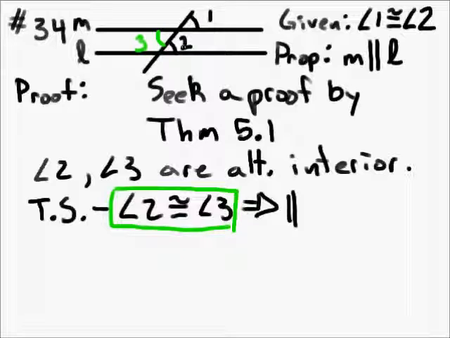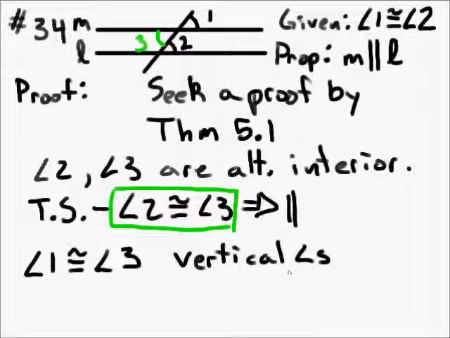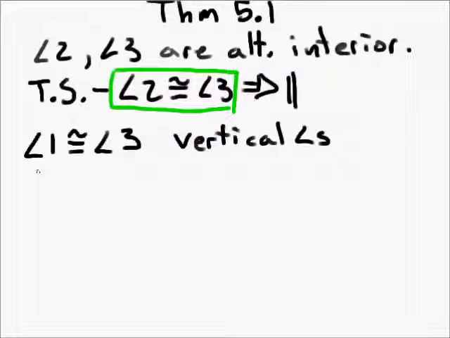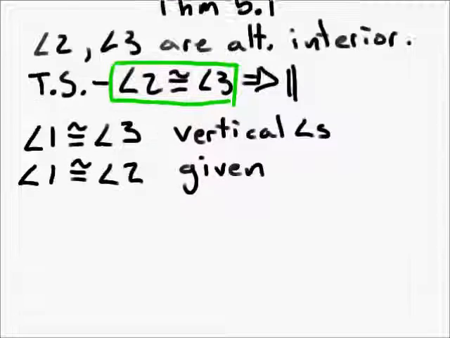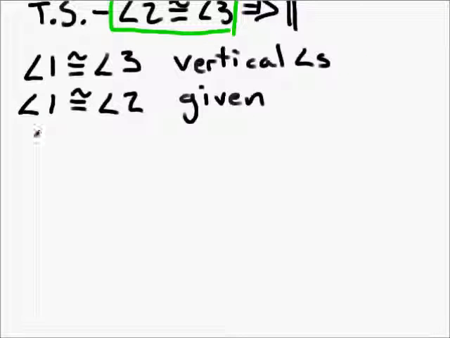1 is congruent to 2. 1 is vertical to 3. Angle 1 is congruent to angle 3. Vertical angles are congruent. Angle 1 is congruent with angle 2. That was given to us. Angle 2 is congruent to angle 3. Transitive property of congruency.